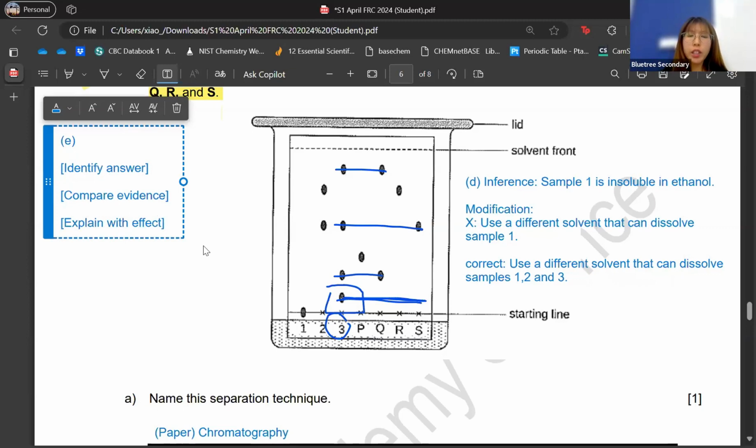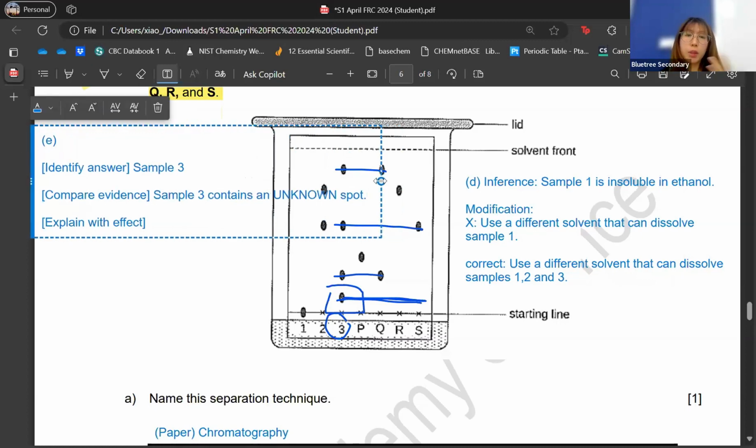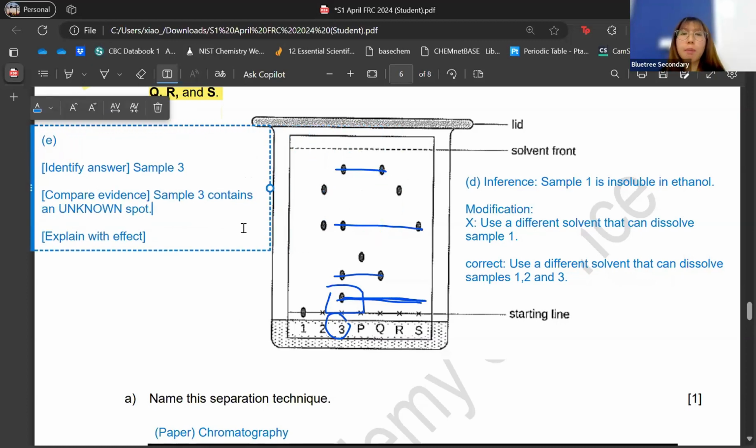Okay, so first, we already identified our answer as sample 3. Okay, what teacher Bell did with all of you for us to select sample 3 as our answer is because we noticed that 3 contains an unknown spot. So unknown is a keyword. If you write contains a spot, this is incorrect. Because the spot must be unknown, that's why you will recall sample 3 back.